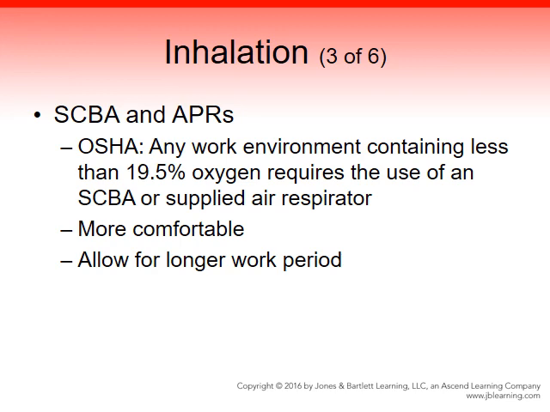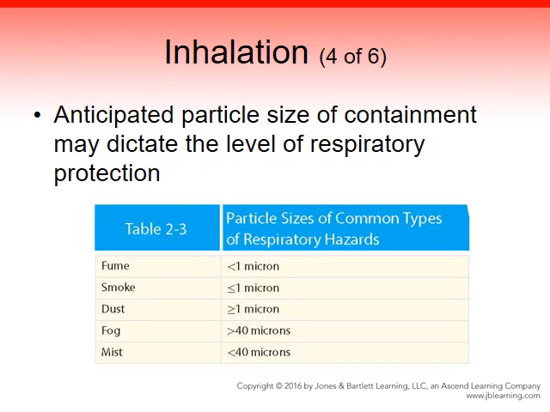Now, SCBAs and APRs. OSHA says any work environment containing less than 19.5% oxygen, because 21% is about normal, that's what we walk in every day, requires the use of an SCBA or supplied air respirator. They can be more comfortable and allow for longer work periods, with the supplied air respirator, that is. So if you're in something that has less than 19.5% oxygen, you need to be wearing some form of respiratory type protection.